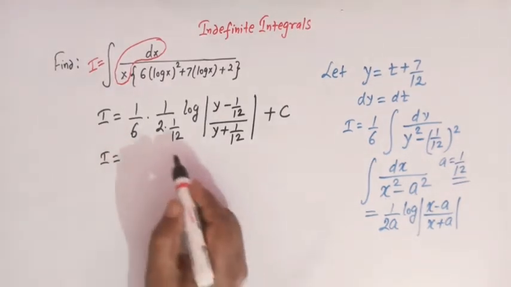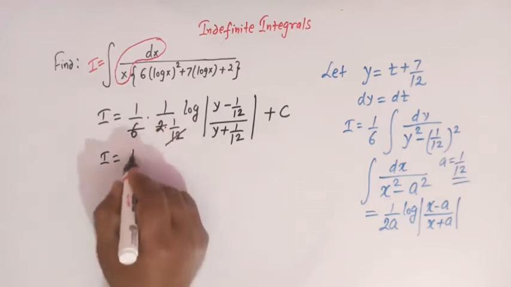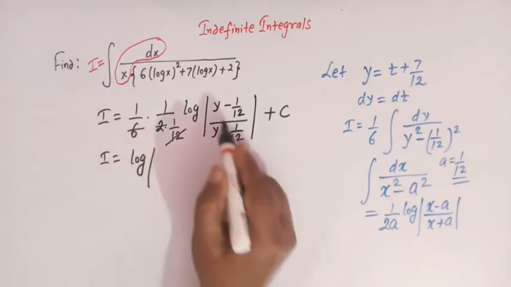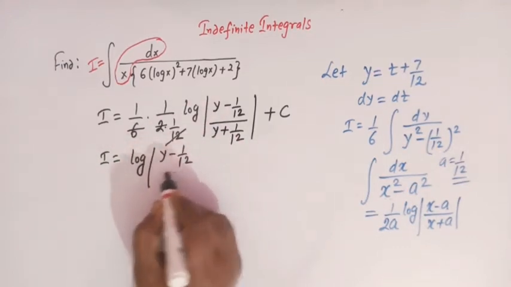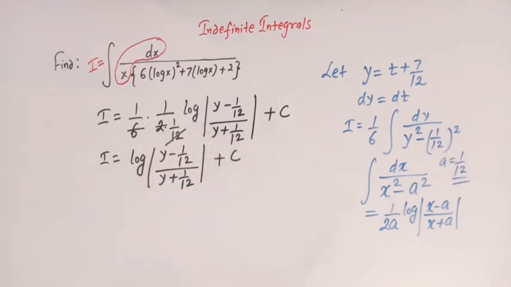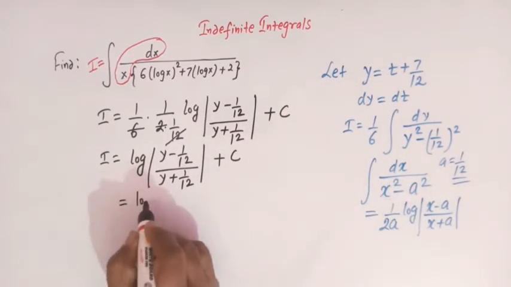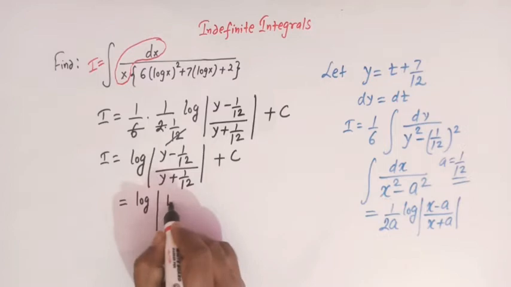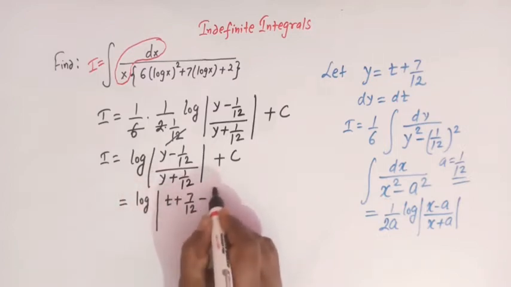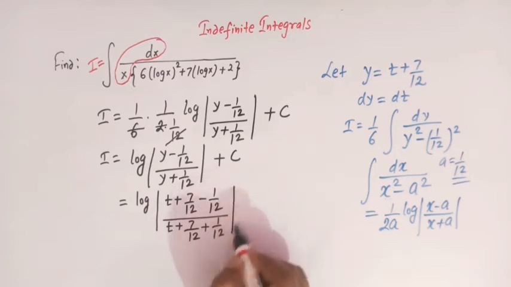So now I is equal to, here 6 twos are 12, so these two terms get cancelled, and we are left with the log of y minus 1 over 12 over y plus 1 over 12, and here we have c, right? Now we can resubstitute, or we can replace y by t plus 7 over 12. So we have here t plus 7 over 12, then here we have minus 1 over 12, here we have t plus 7 over 12 plus 1 over 12, right?